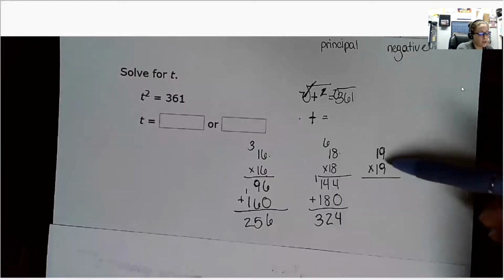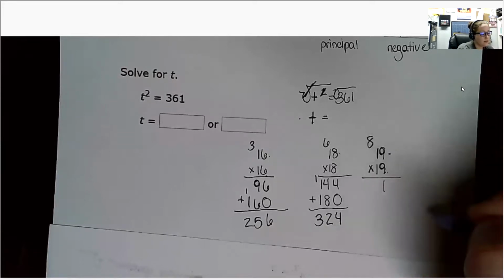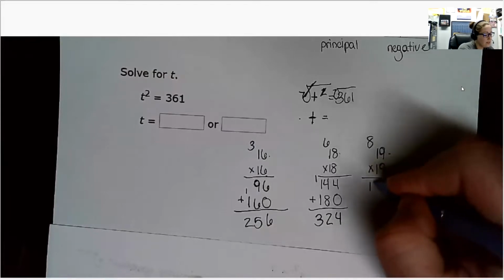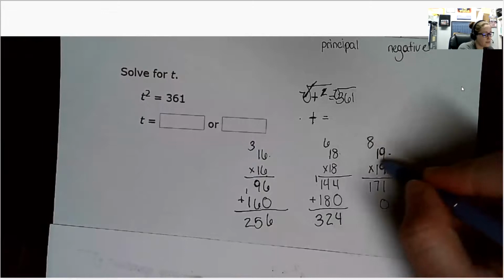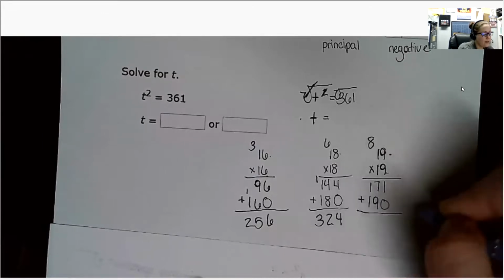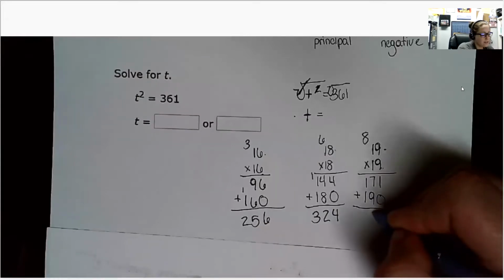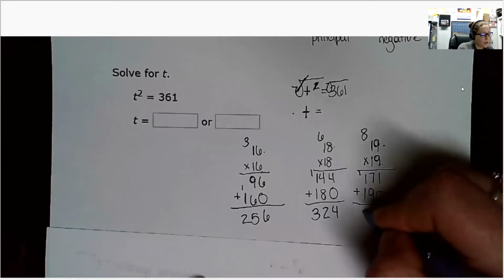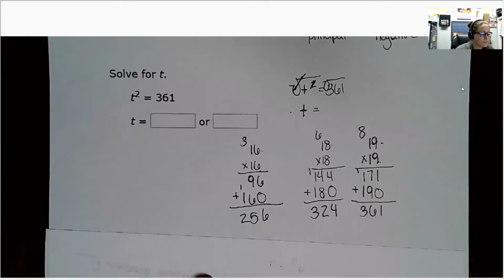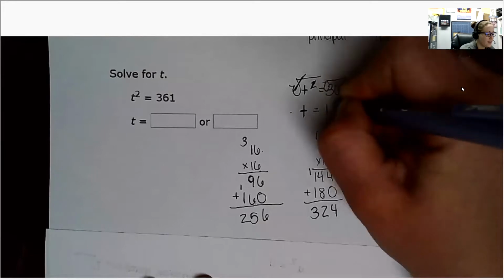Okay, so now we have 9 times 9 is 81. 9 times 1 is 9, plus 8 more is 17. Bring down our 0. 1 times 9 is 9. 1 times 1 is 1, and then we add. 1 plus 0 is 1. 9 plus 7 is 16. Carry our 1, and we get 361, which is perfect, which means that the square root of 361 is 19.